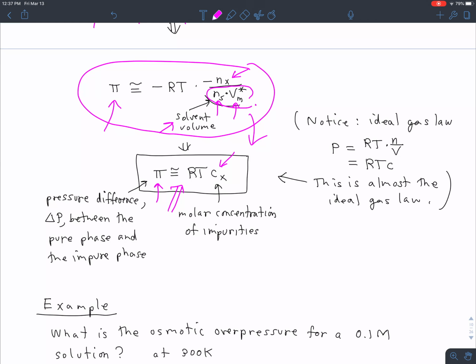The osmotic pressure is equal to RT times the molar concentration of the solute, of the impurity.